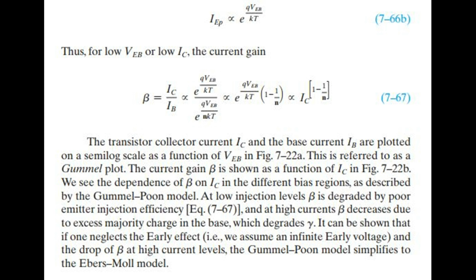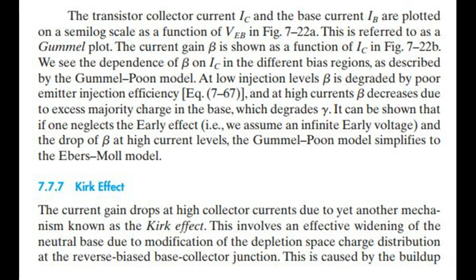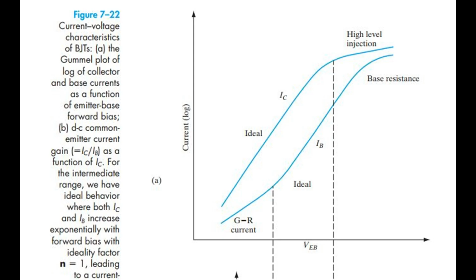It can be shown that if one neglects the Early effect, i.e., we assume an infinite Early voltage, and the drop of B at high current levels, the Gummel-Poon model simplifies to the Ebers-Moll model. Kirk effect. The current gain drops at high collector currents due to yet another mechanism known as the Kirk effect. This involves an effective widening of the neutral base due to modification of the depletion space charge distribution at the reverse biased base collector junction. This is caused by the buildup of mobile carriers due to increased current flow from the emitter to the collector.